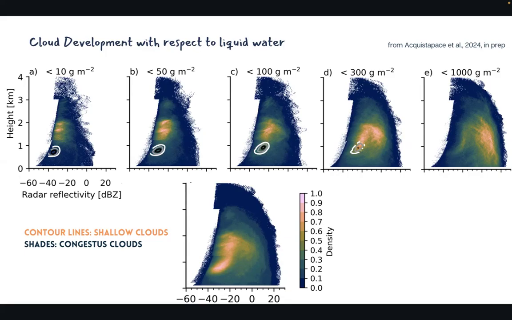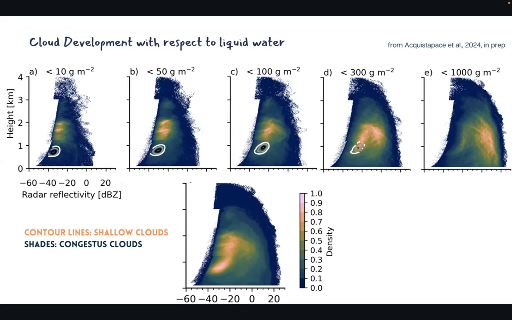And you see that in each of these panels, we plotted the occurrence of reflectivity as a function of elevation. So where you see the highest colors in orange, that means that there you have the highest occurrence of pixels. But here you can also see that we split the shallow clouds, which are represented by contour lines in grayscale, from the congestus clouds, which are represented by shades. So what can we learn from this evolution panel? These panels describe how the clouds change with the amount of liquid. If you just look at the upper part of the panel, in the lower part there is just the total without the distinction in terms of liquid water path.